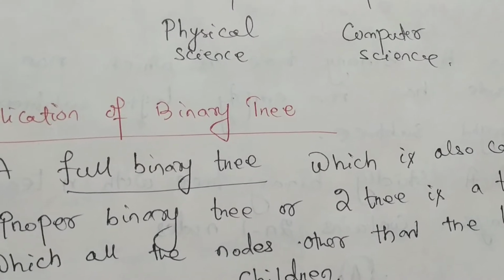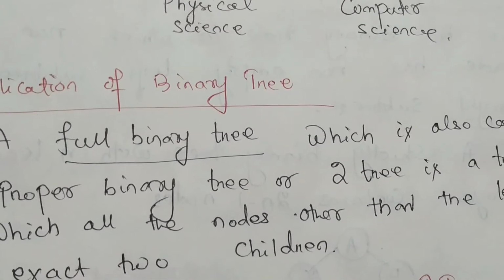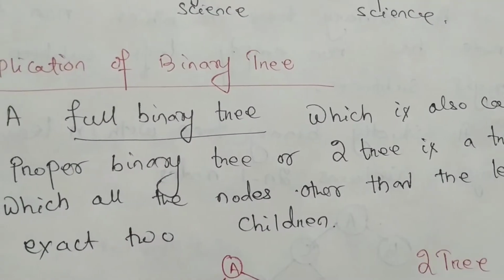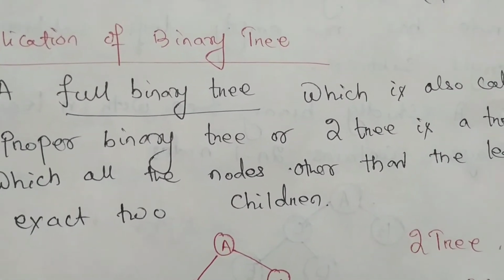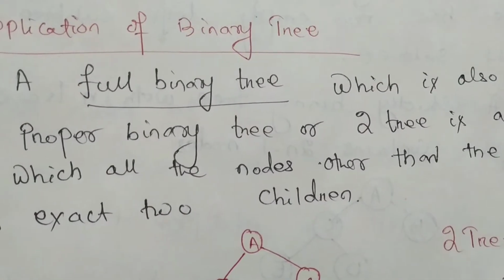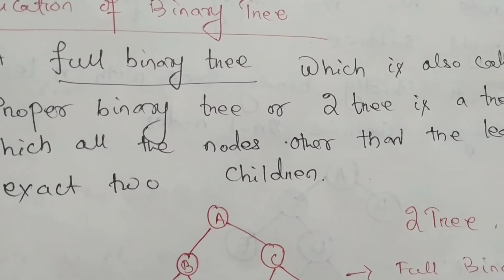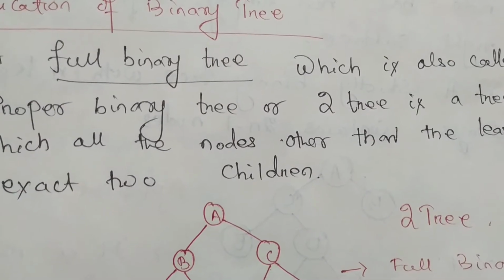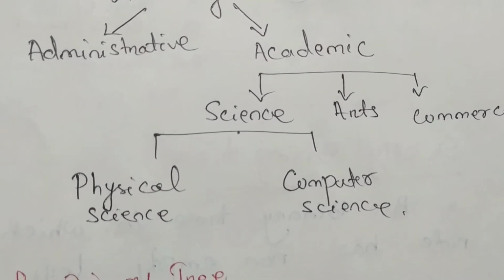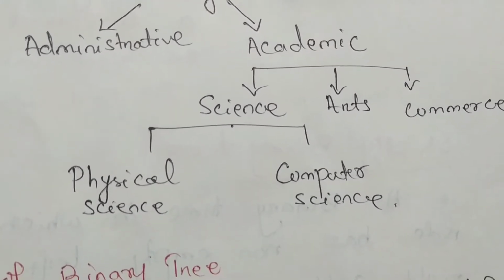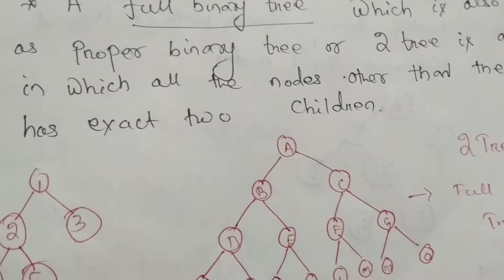First we will consider a full binary tree. What is a full binary tree? A full binary tree is also called a proper binary tree or 2 tree. It is a tree in which all the nodes other than the leaf nodes have exactly 2 children. In the earlier diagram, the leaf nodes, which have no child, are administrative, physical science, computer science, arts and commerce. Now you come to this diagram.